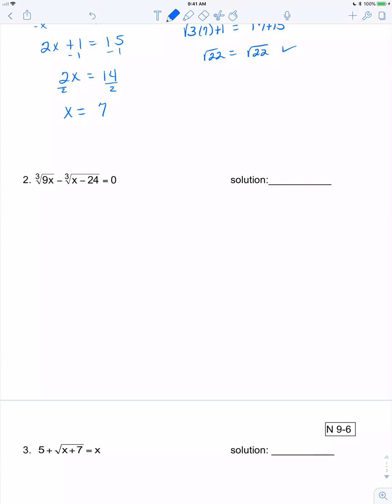Okay, so here's another one. Remember, we want to isolate sort of these radicals. And, you know, I would not want to cube that whole side of this. So we want to take one of these and move them over to the other side. So that's the cube root of 9x is equal to the cube root of x minus 24. So now we're ready to take both sides to the third power. We're going to cube both sides because it is a cube root.